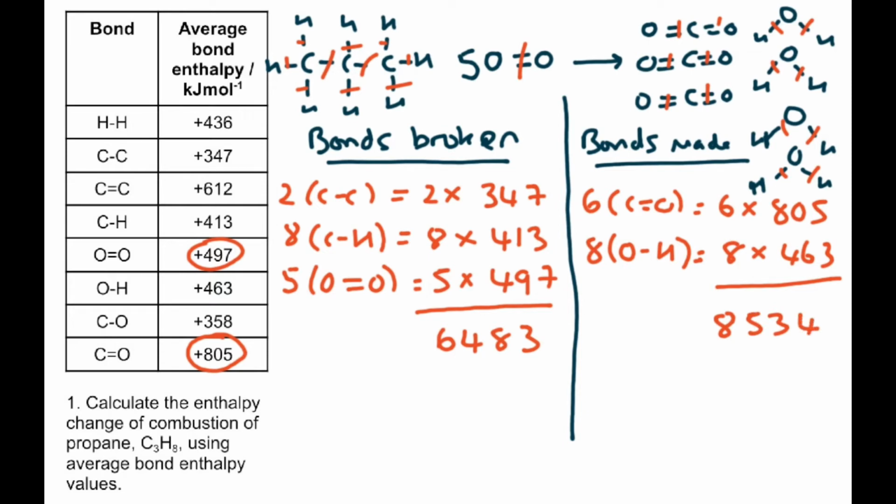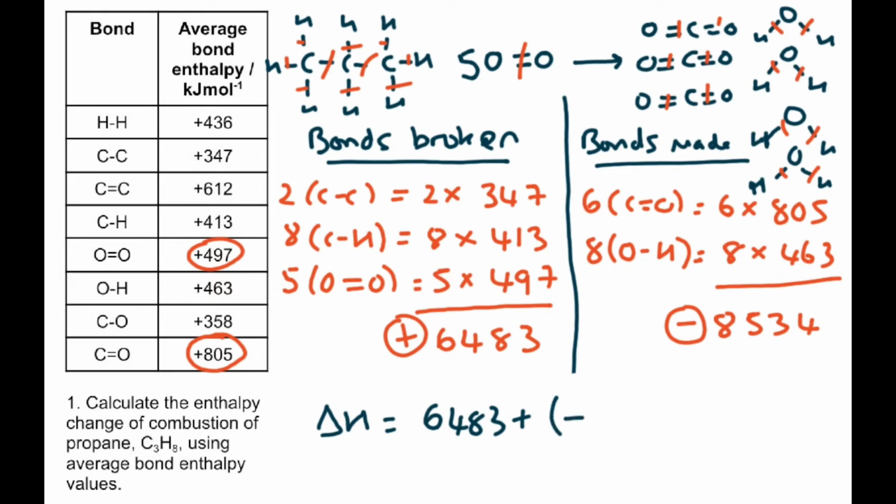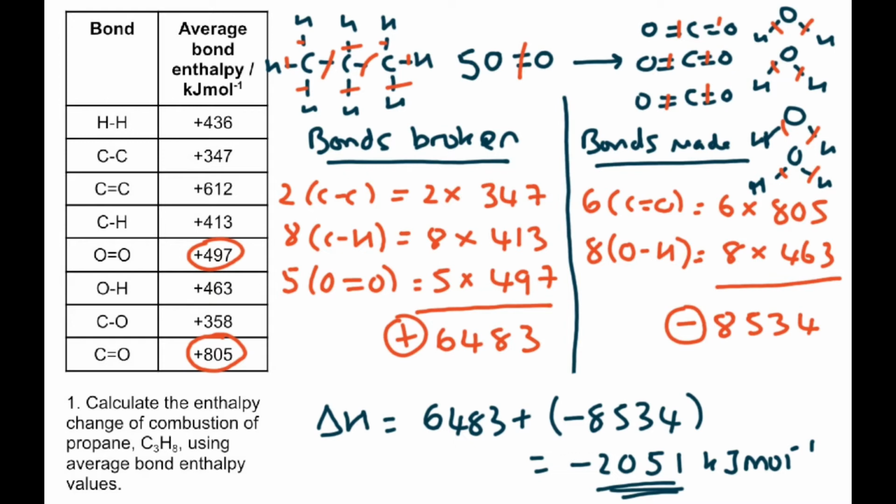And that side should come to 8534. Okay, now breaking bonds needs energy, endothermic. Making bonds releases energy, exothermic. So therefore your enthalpy change for this reaction is going to be 6483 and minus 8534, you just add them together. There is a video on this on bond enthalpy if you need some more information, and your answer should come out at minus 2051 kilojoules per mole. Don't forget your units, they're really, really important. Okay, that's the first example.